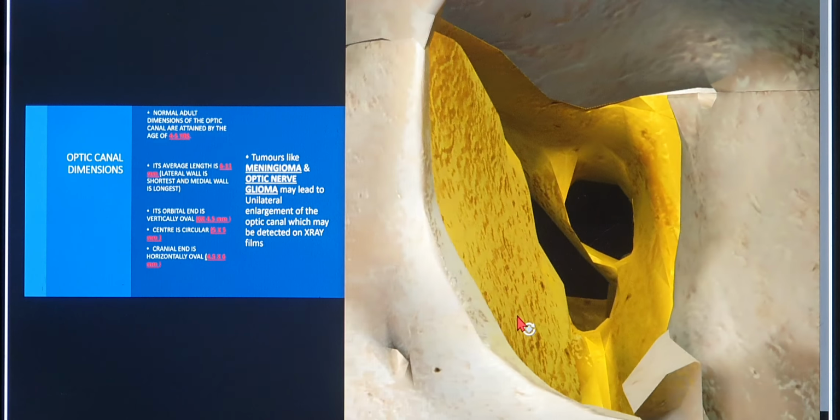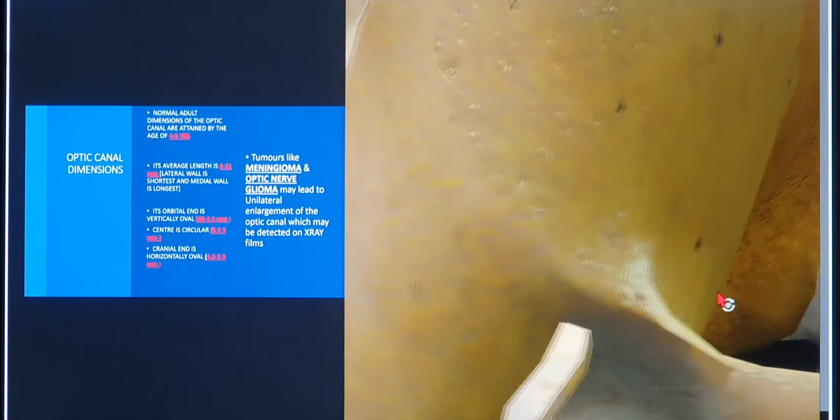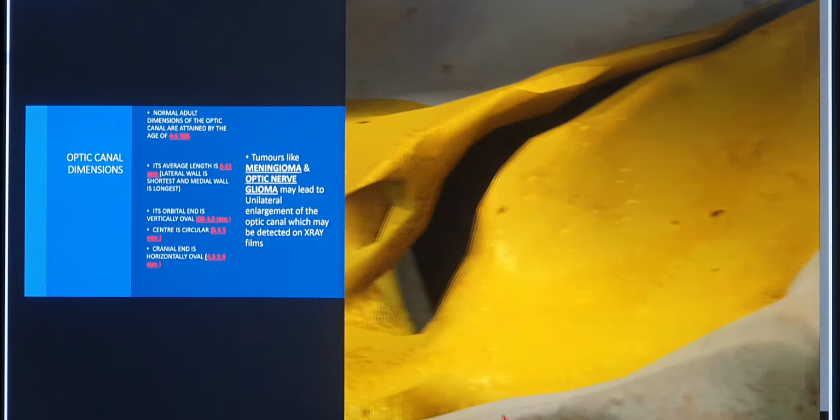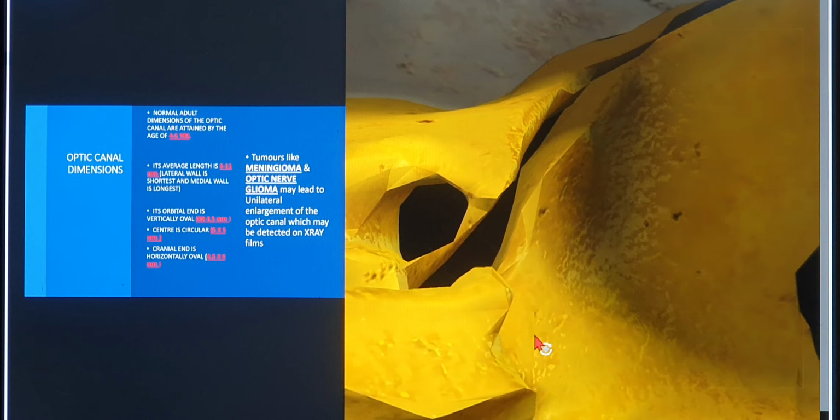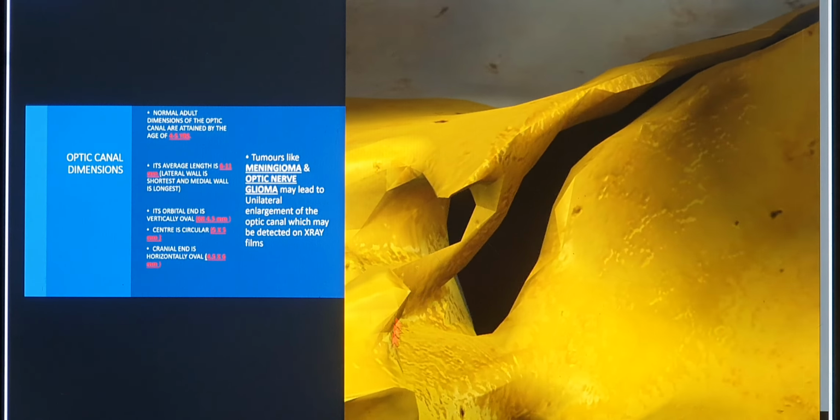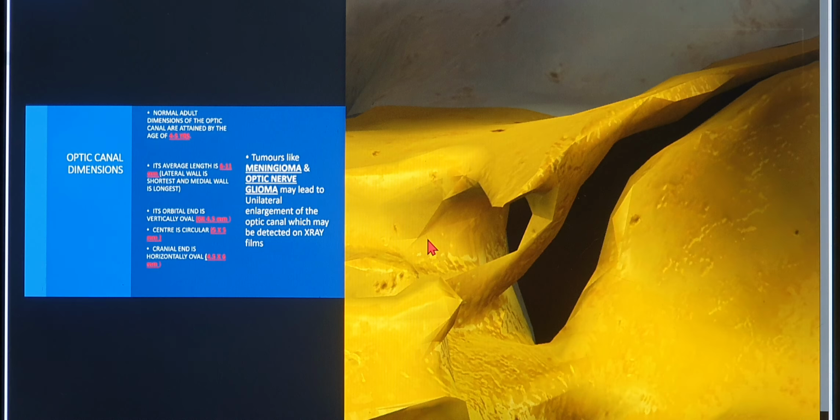If I try to rotate this and go in the center, you can see that the optic canal kind of turns circular. As you can see over here, this is a canal which ends here. It starts from here and ends here.